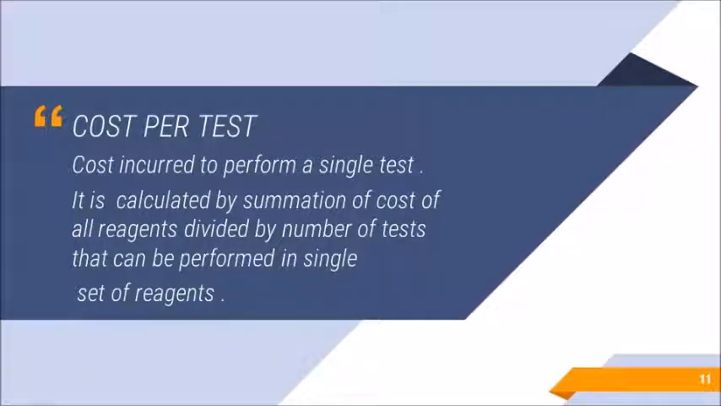Cost per test. Now, what is the cost per test? Whenever you purchase medical equipment or a diagnostic test, cost per test is the cost incurred by the hospital per test. Now, how is it calculated? It is calculated by the summation of the cost of all the reagents divided by the number of tests that can be performed in a single set of reagents.